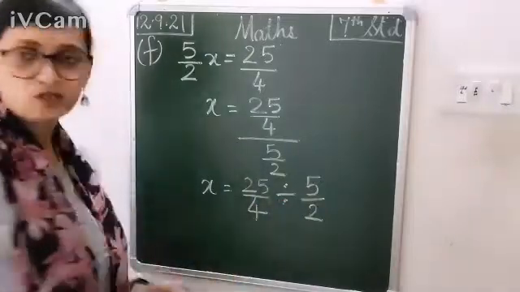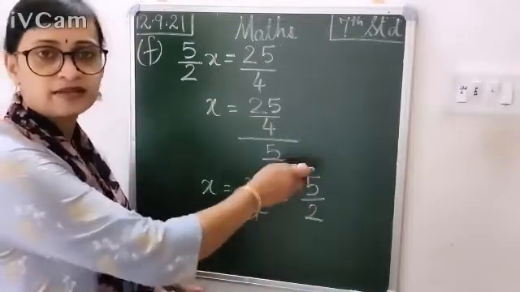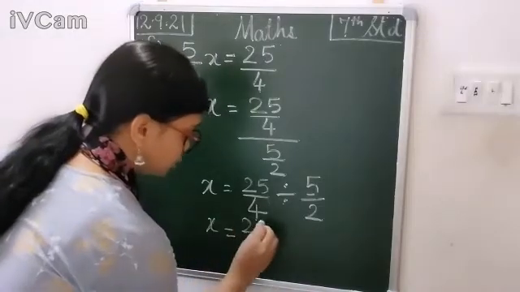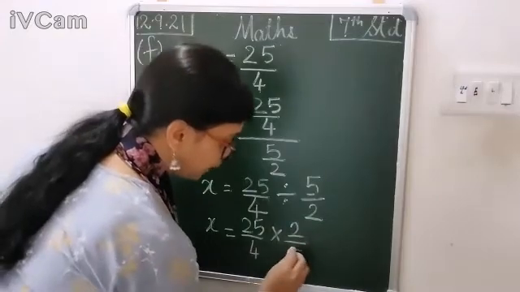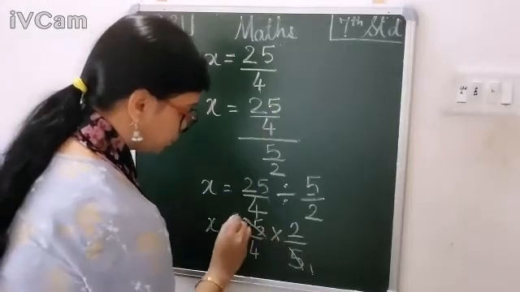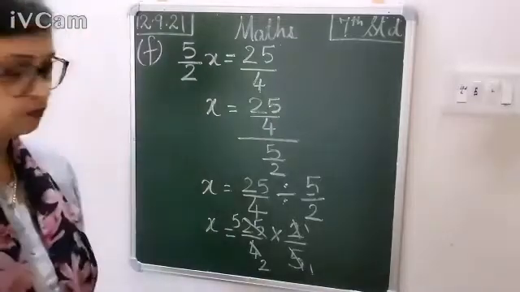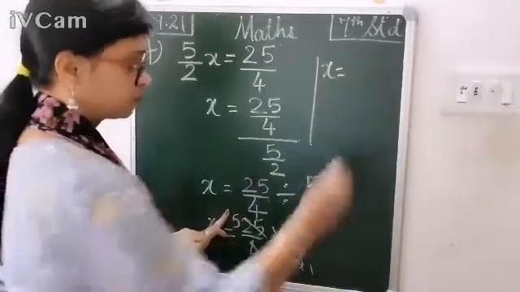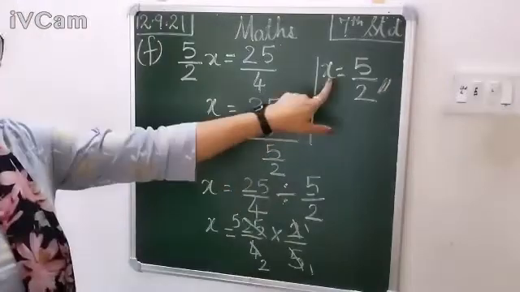So here, like I told you in the previous sum, when this division sign changes to multiplication, you have to write the reciprocal of this number, which means you will say x is equal to 25 by 4 into 2 by 5. Now simplify. 2 1s are 2, 2 5s are 25, 2 1s are 2, and 2 2s are 4, which means the value of x is equal to 5 by 2. This is your answer.